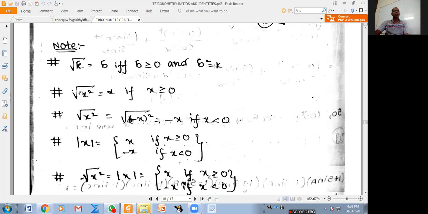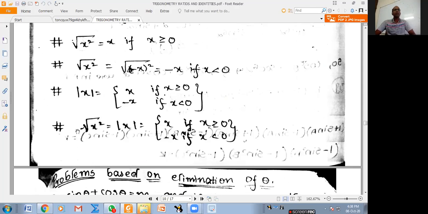So I think I mentioned all the details. Root k is b if and only if b is greater than or equal to 0. B cannot be negative, and k equals b square. Root x square is x only when x is greater than or equal to 0. Root x square is minus x if x is less than 0. What is mod x, I mentioned? Once again, root x square equals mod x. It is x when x is positive, minus x when x is negative.